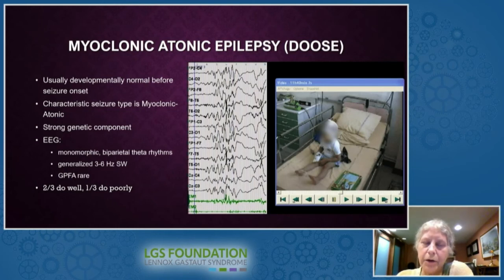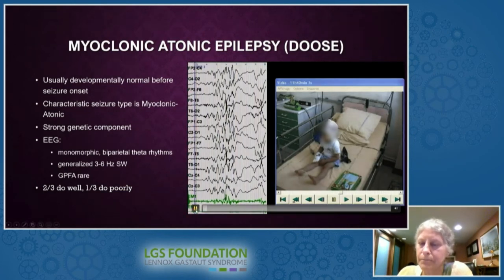And it's important to recognize myoclonic atonic epilepsy because overall, while these kids can have a pretty challenging initial time with their seizures, long-term about 2/3 of them do well. Many of them will actually outgrow their epilepsy. And then about 1/3 of them will do poorly. They don't do as poorly generally as kids with Lennox-Gastaut, but they can be quite sick with their seizures.